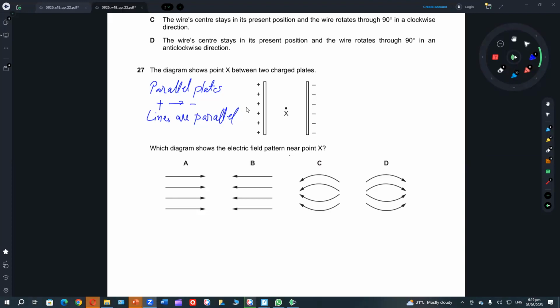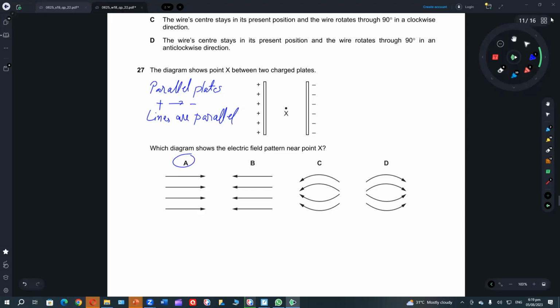Sir, I'm in the class. Yes, I'm waiting for your answer. Lines are parallel. Then I guess C. How can it be C, Hamad? Do you see, in C the lines are parallel? Oh, wait, sorry. The diagram shows point between two charged plates, plus to minus. A. Yes, very good.